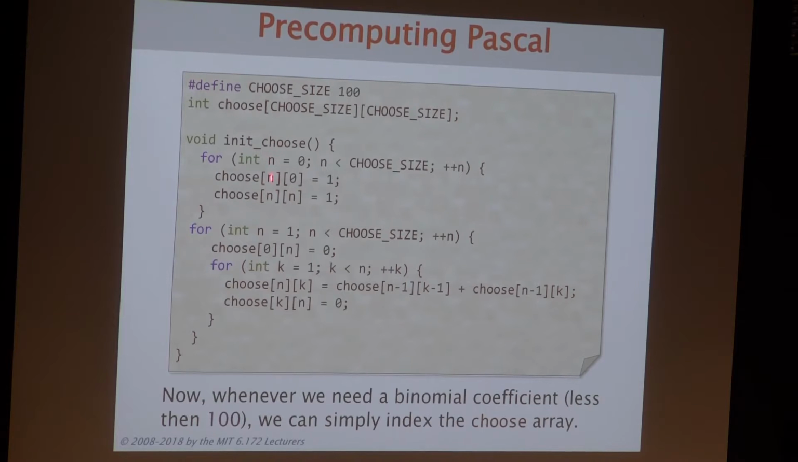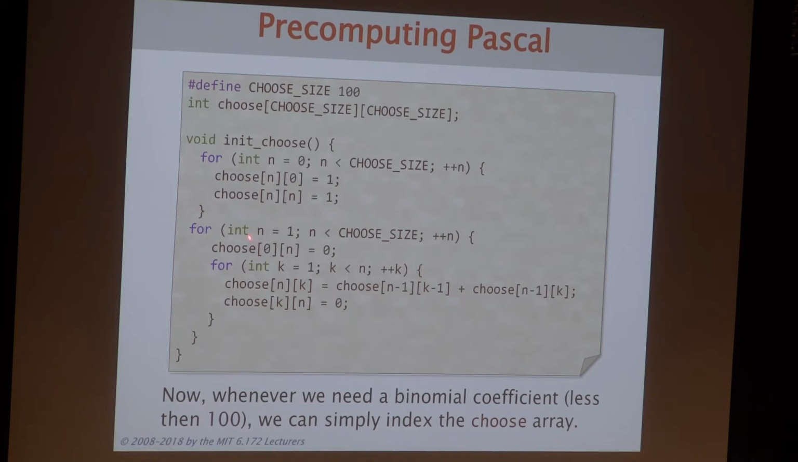First, it goes from n equals 0 all the way up to choose size minus 1, and it sets choose[n][0] to be 1. It also sets choose[n][n] to be 1. The first line is because there's only one way to choose 0 things from any number of things. And the second line is because there's only one way to choose n things from n things, which is just to pick all of them.